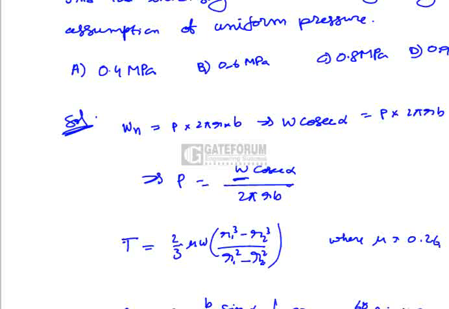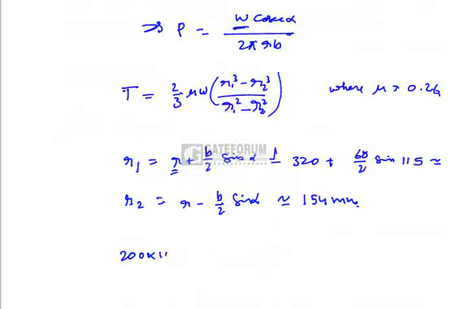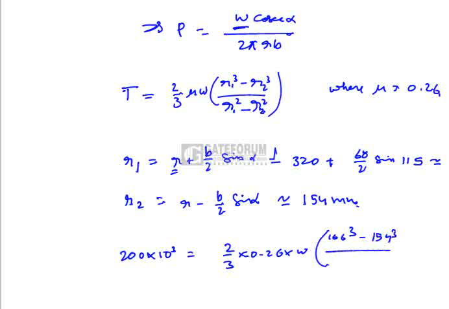Substituting all these values, that is 200 into 10 cube, where the torque transmitted by the clutch is 200 Newton meter, and is equal to 2/3.26 into W into 166 cube minus 154 cube by 166 square minus 154 square. So we get the value of W as 4805 newtons.